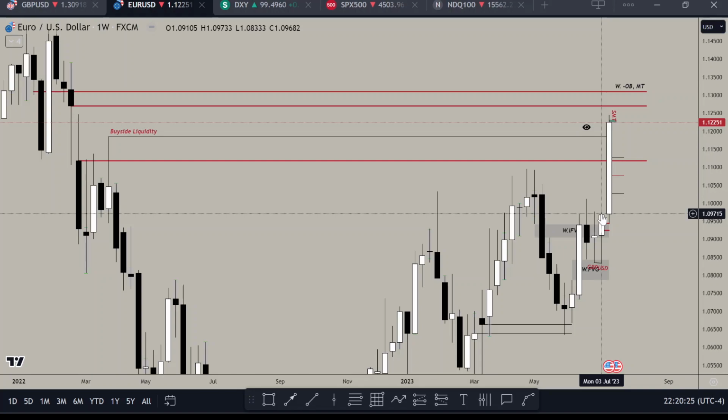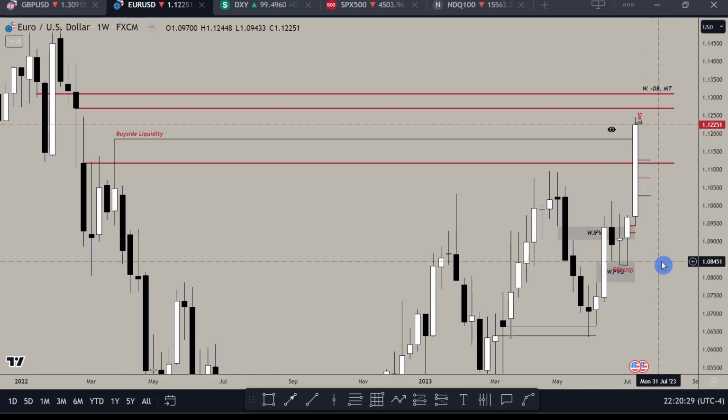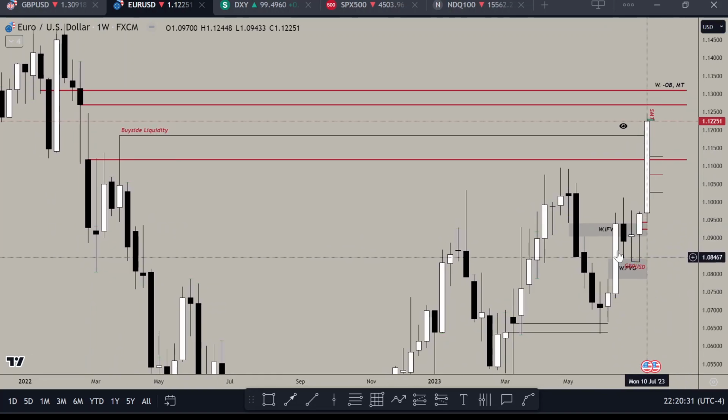After the close of the previous week's candle, I was bullish for the reason being price closing above this weekly fair value gap. So I was expecting it to act as support to push price to this buy side liquidity, and then inside this gap, I wanted to see price come and fill the gap. So that was the reason why I was bullish.